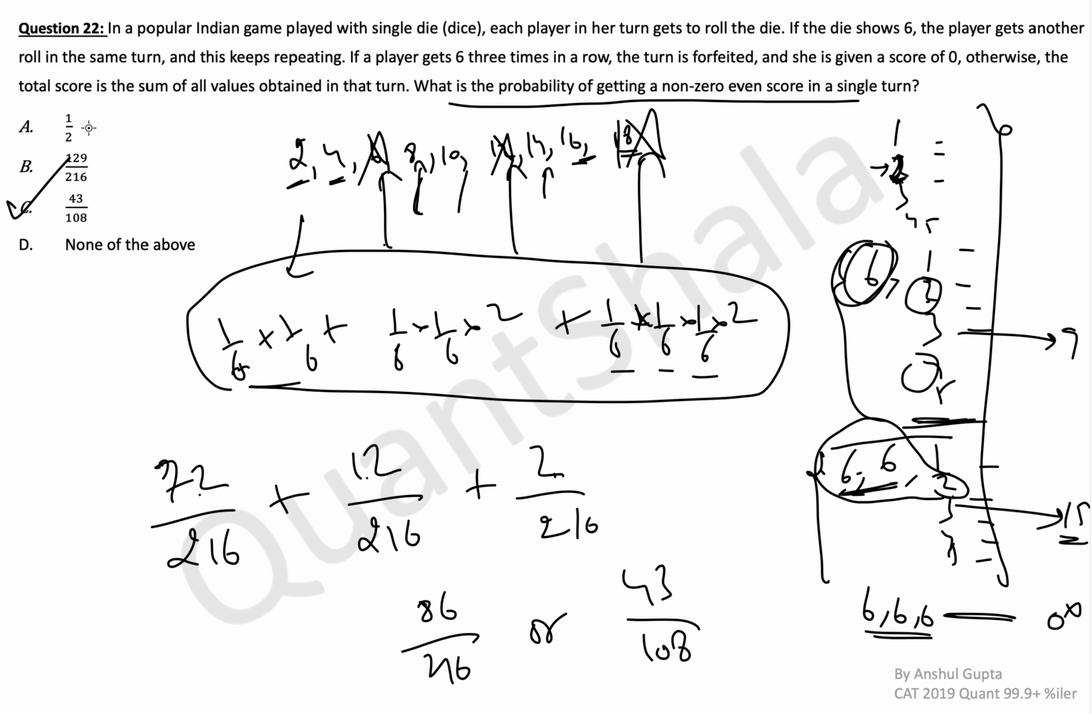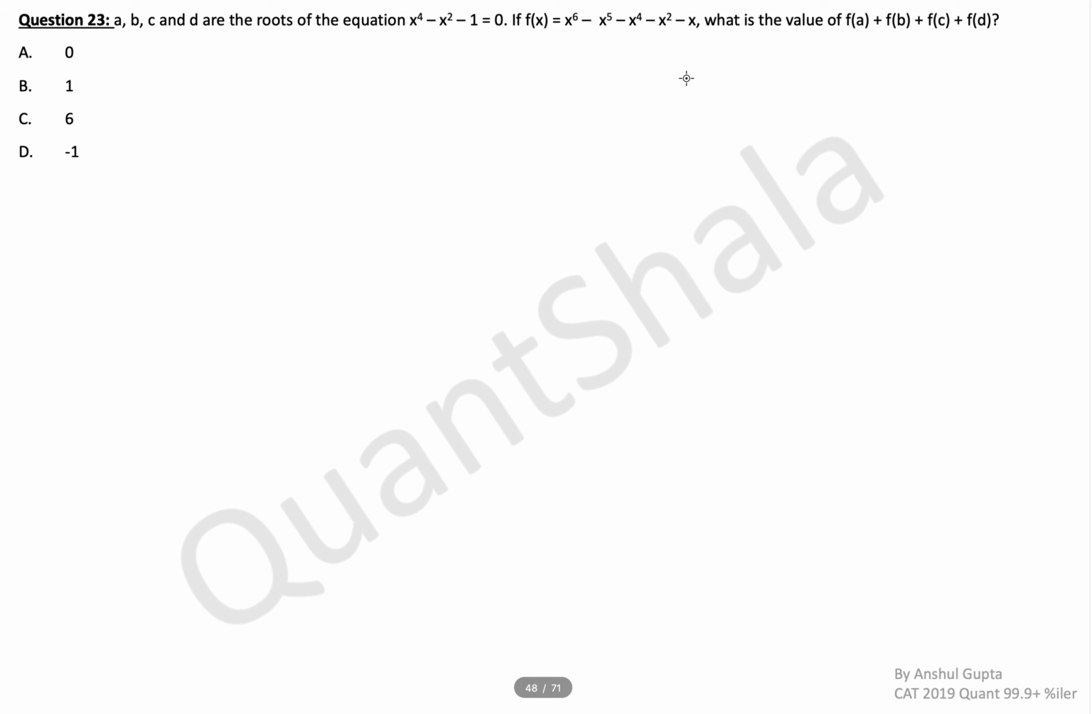Okay. Moving to next question. This is an interesting question. A, B, C and D are roots of the equation this. If f(x) is equal to this, find the value of f(a) plus f(b) plus f(c) plus f(d). Okay. So we find the roots of this equation and put those roots into this expression and add all the values for all the roots for this expression. Okay. So they're asking what will we get.